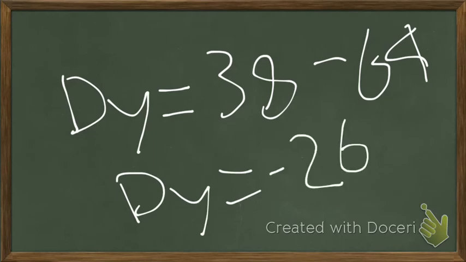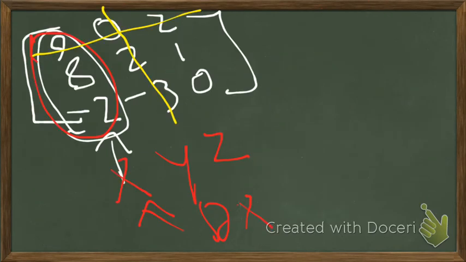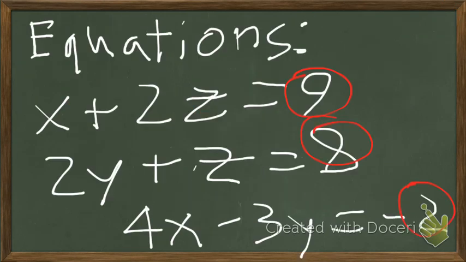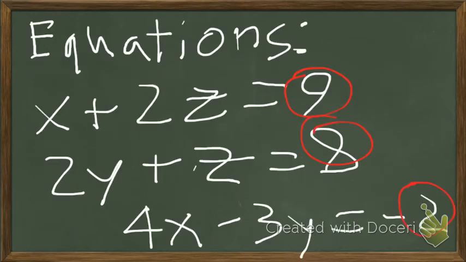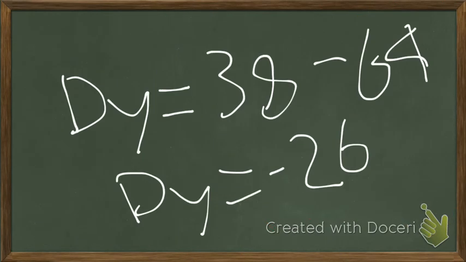And now we solved, so I'll go back and write this down on the original page, that dy equals negative 26. And now all I have to do is solve for dz, that's the last one. And so we'll go to a new page.